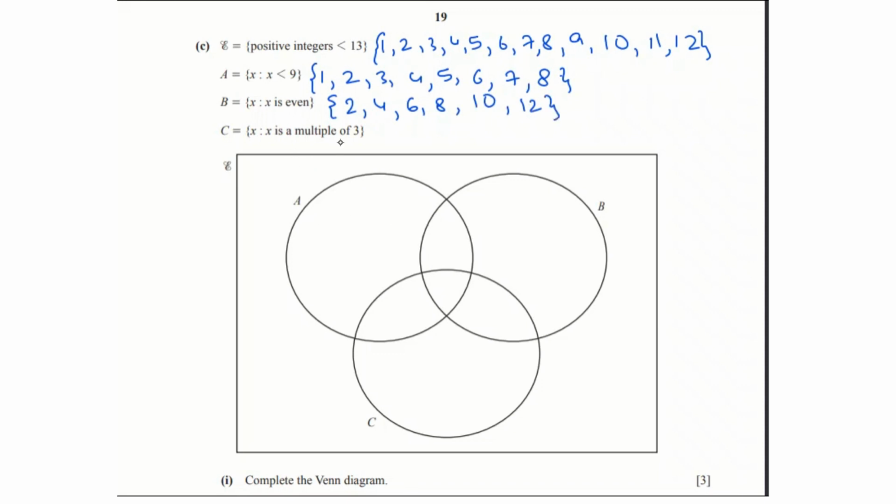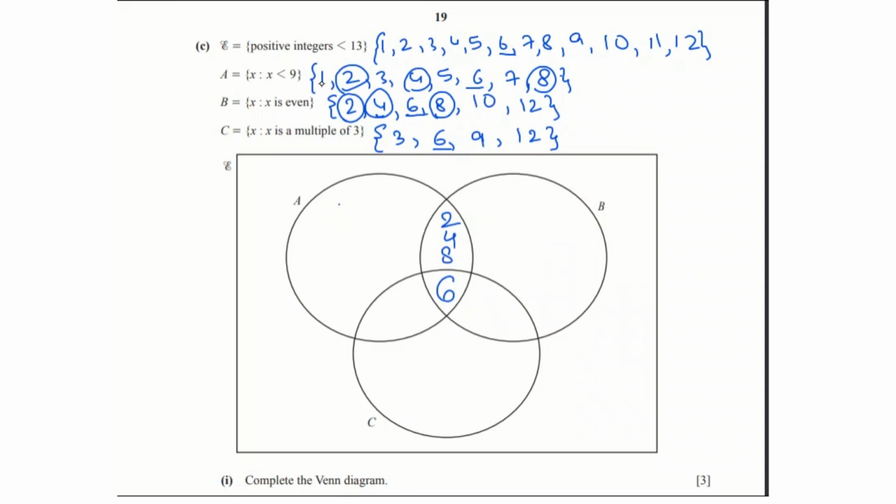C: 12. Multiple of 3. So 3, 6, 9, 12. Okay. You have to complete the Venn diagram. So what is common in all? 6. So 6 is common in A, B and C. Now look at A and B. What is common in A and B? 2, 4 and 8. So 2, 4, 8.